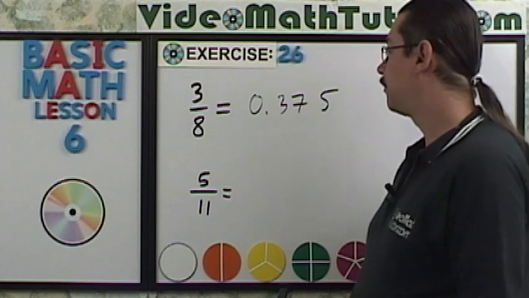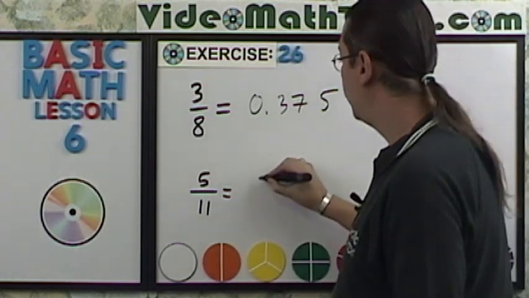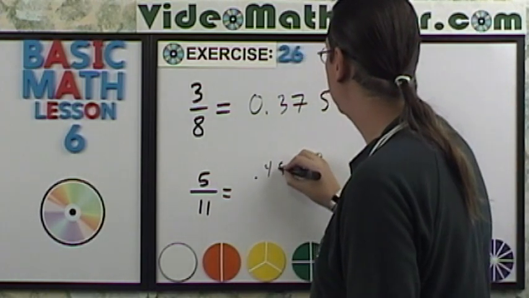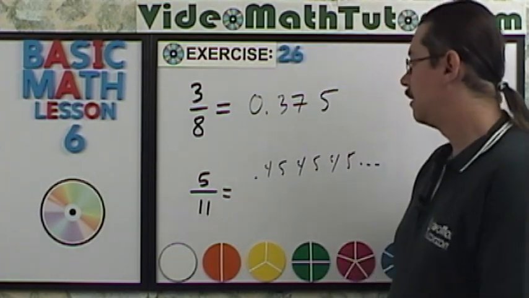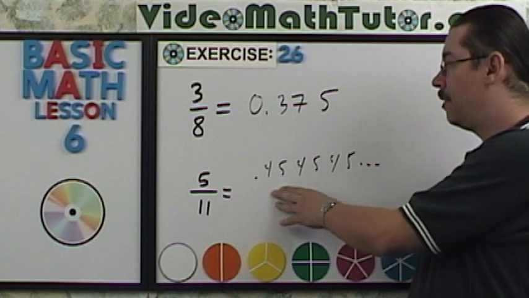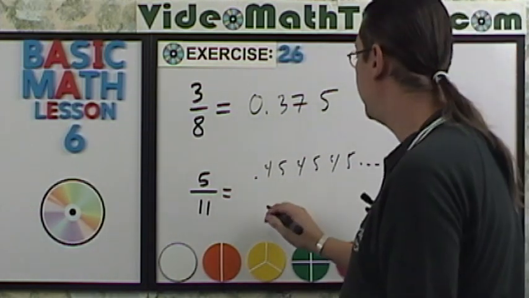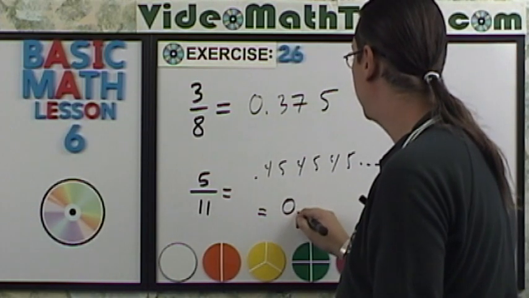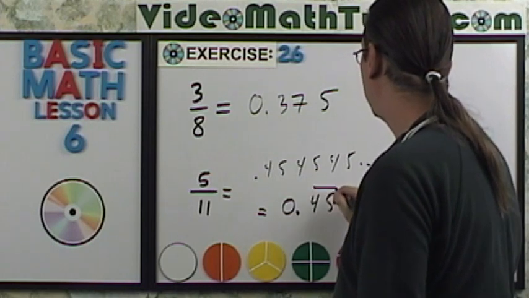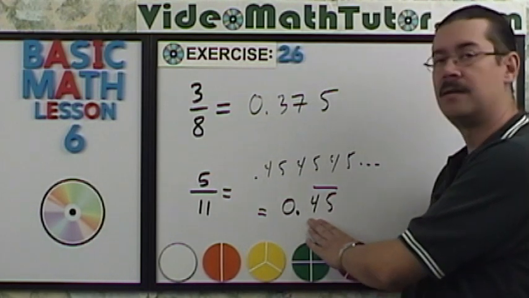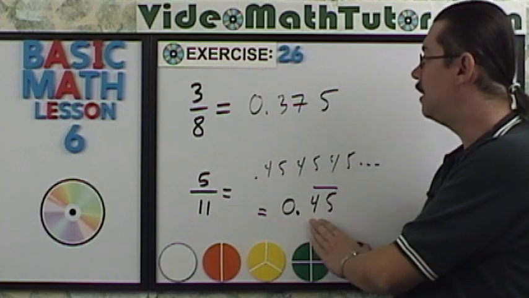The next one, using long division, you can get something that looks like this, 0.4545455 forever. Well, the 4 and the 5 repeat themselves, so a way to abbreviate this is going to be 0.45 and then put a bar over the 4 and the 5. And these are my answers.